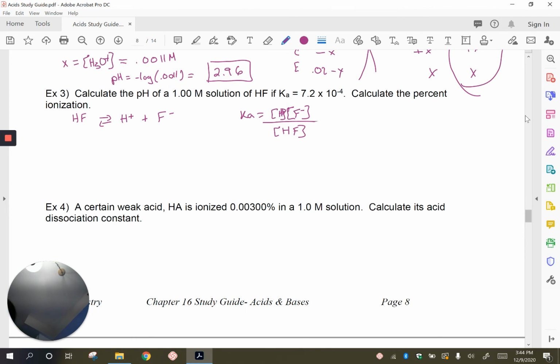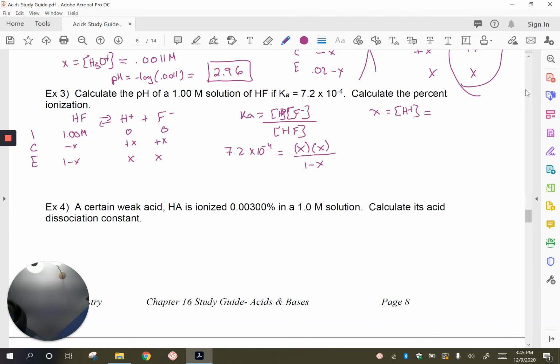And let's see, I need an ICE chart because I need to solve for what the concentration of the H+ is at equilibrium in order to get to my pH. So this is 1 molar initially, these are zeros. And we're going to say minus x, plus x, plus x: 1 minus x, x, and x. So back here, I'm going to write 7.2 times 10 to the negative fourth. That's my Ka, equal to x times x over 1 minus x. When I solve for x, that's going to be the H+ concentration.